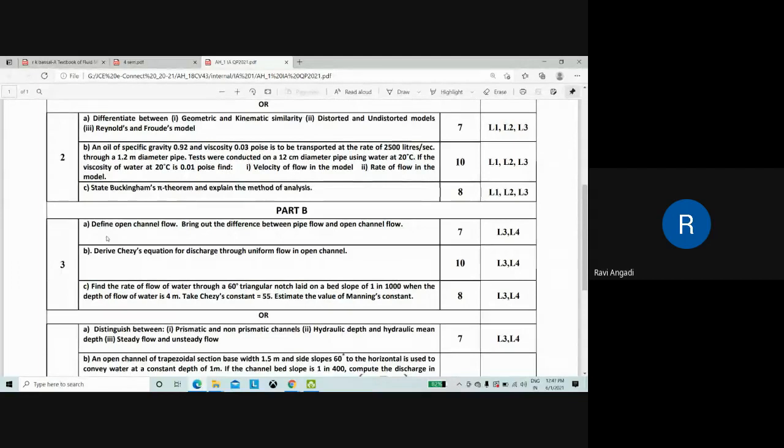Then, derive Chezy's equation for discharge through uniform flow in a channel. Here you need to derive the equation, but the figure should be neat. Whatever you need to represent in that figure, the component of the weight or the angle, should be clearly mentioned. Then write it stepwise. Many of you skipped the steps and wrote the answer directly. For that I have cut the marks. Even though your answer is correct, you skipped some steps and did not draw the figure properly, so I have cut the marks.